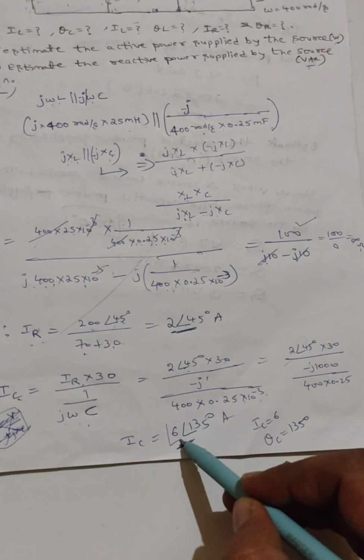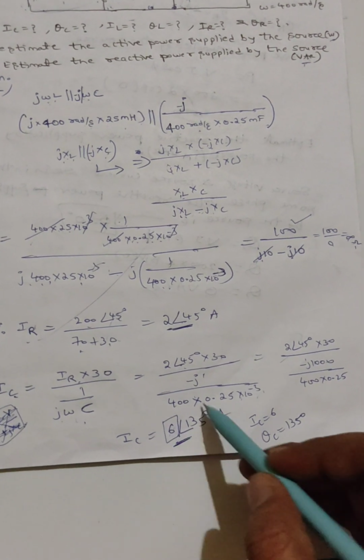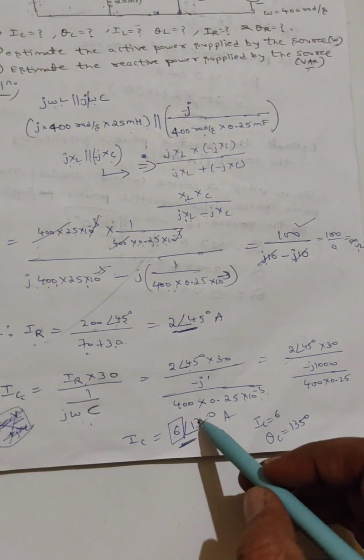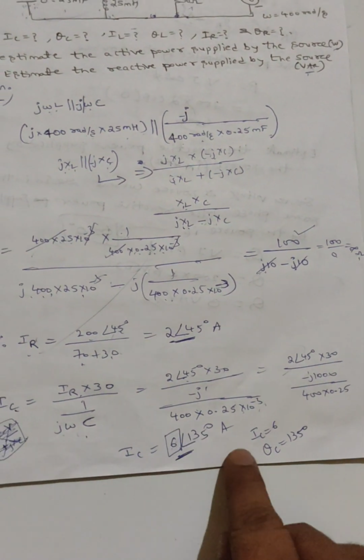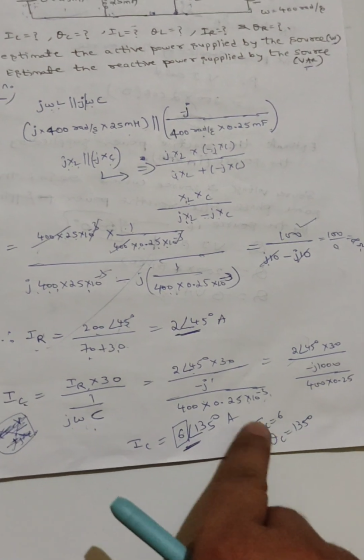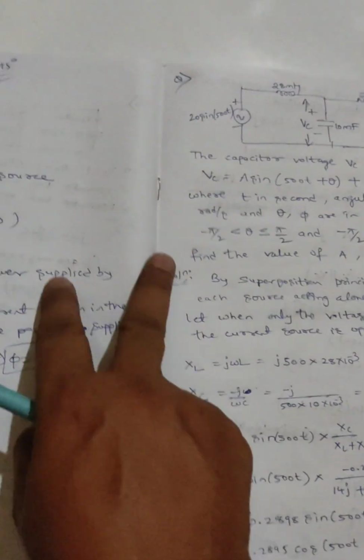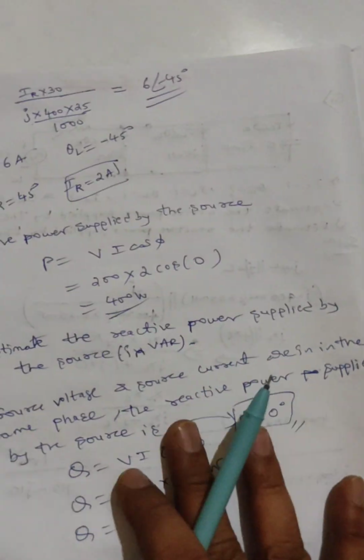They mentioned to enter the value of IC in terms of RMS. In polar form, the magnitude is the RMS value, and this theta is in degrees. So IC is 6 ampere, theta C is 135. You can enter it in the MCQ options. Next, similarly, what is the current flowing through the inductor?